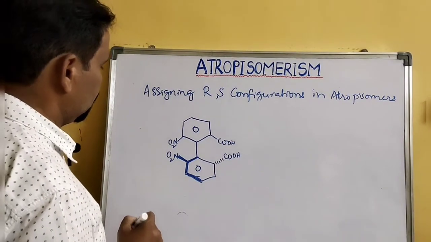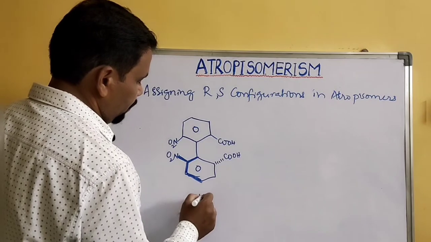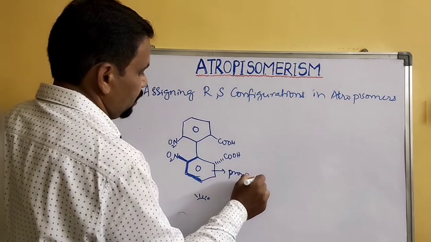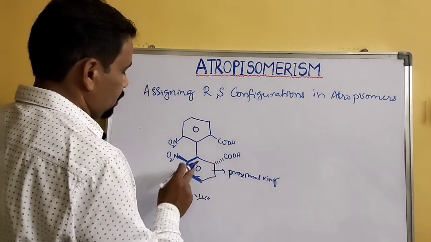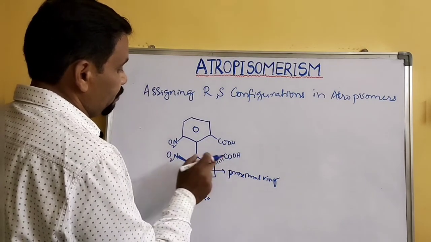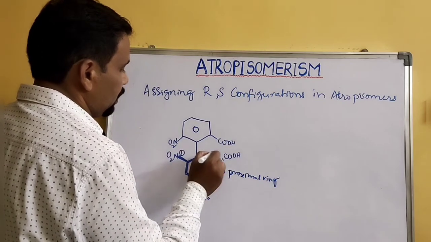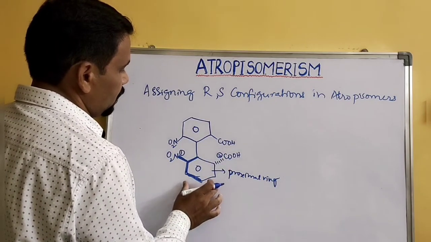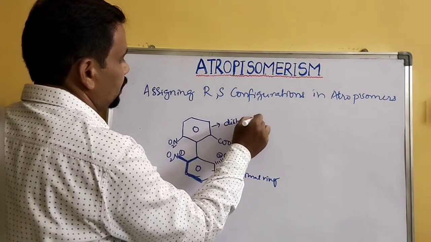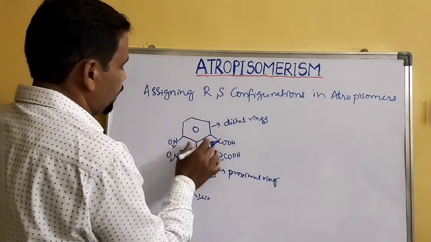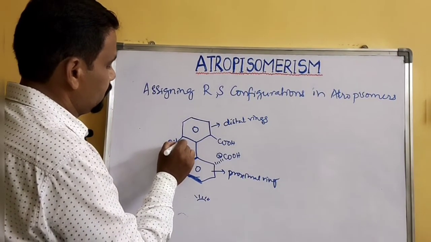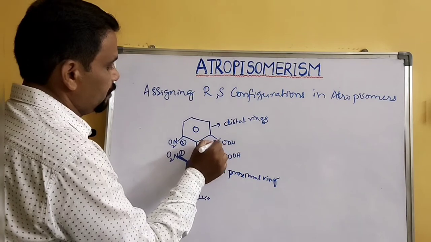If you view this molecule from this side, this is the proximal ring and gets first and second priority. Among these two ortho substitutions, nitrogen has a higher atomic number than carbon, therefore first priority and second priority. And the away ring is called the distal ring, and both substitutions get the 3 and 4 priorities. So the nitro group gets the third priority, the carboxylic acid gets the fourth priority.